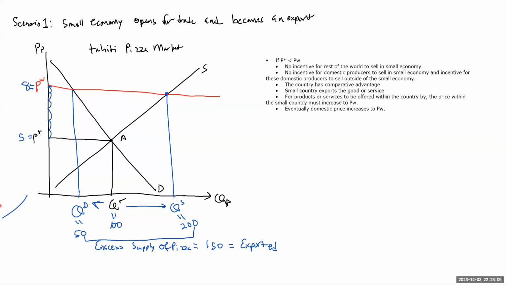Okay, now let's do opposite day. And we'll do what happens. How does Tahiti become an importer? Let's do scenario 2.